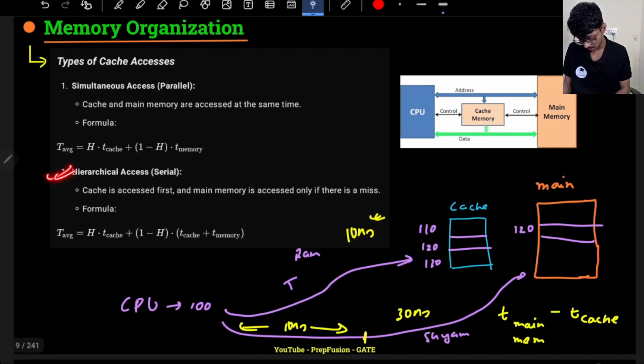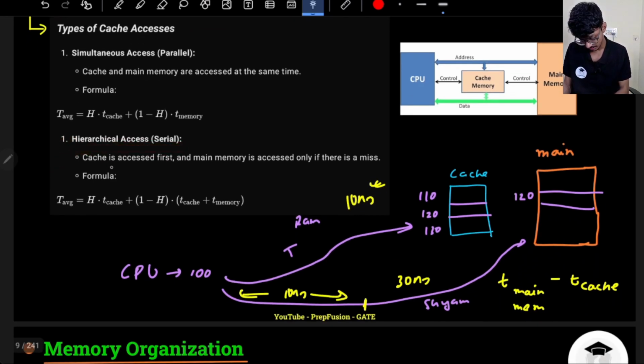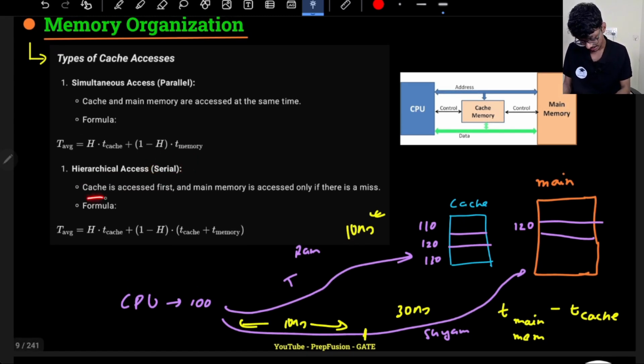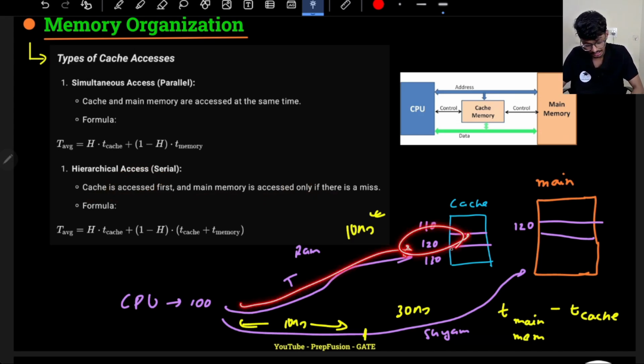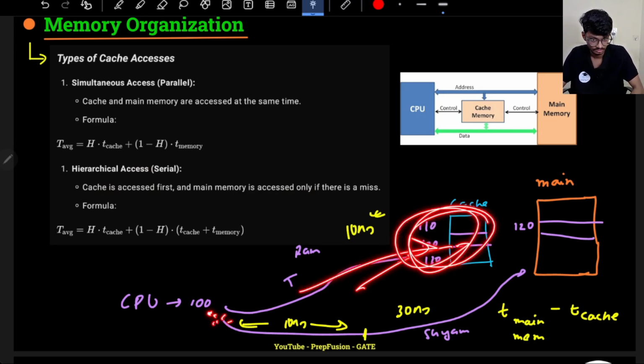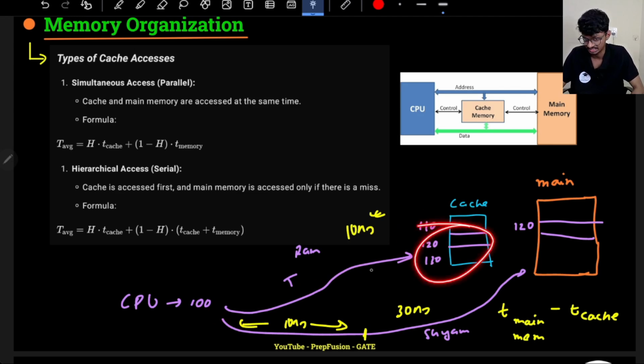Now what about the hierarchical access? The hierarchical access is the serial access. Serial access means the cache is accessed first and the main memory is accessed only if there is a miss. So first RAM goes to the cache memory. If it is a miss, then we tell Sham to start. Sham doesn't start until RAM tells that it has not found the value in the cache memory. So it is serial, not simultaneous. First RAM will go, then it will tell Sham.